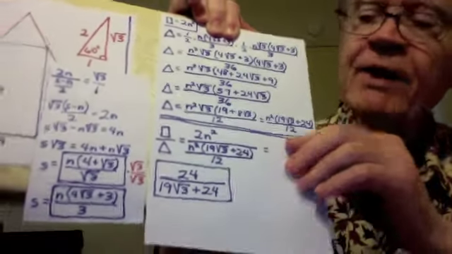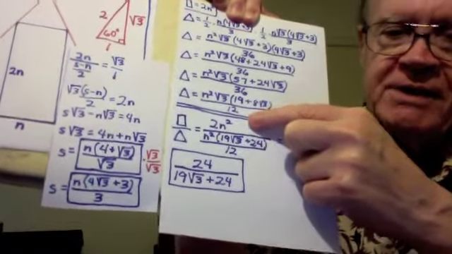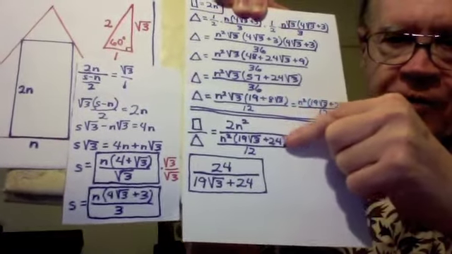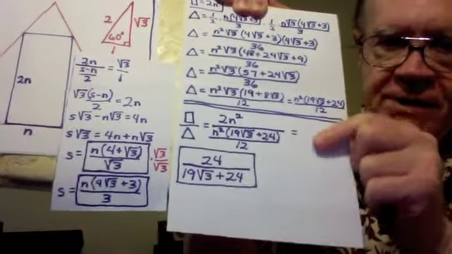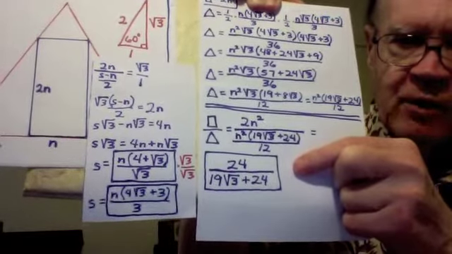So I asked for the ratio of the rectangle's area to the entire triangle's area. It is this fraction, the rectangle's area, which is 2n squared, over the triangle's area, which is this expression that we just got. And when you simplify this, the 12 ends up as a multiplier alongside the 2. The n squareds cancel. So we have this final expression for the area of the rectangle over the area of the entire triangle. 24 over (19 root 3 plus 24).